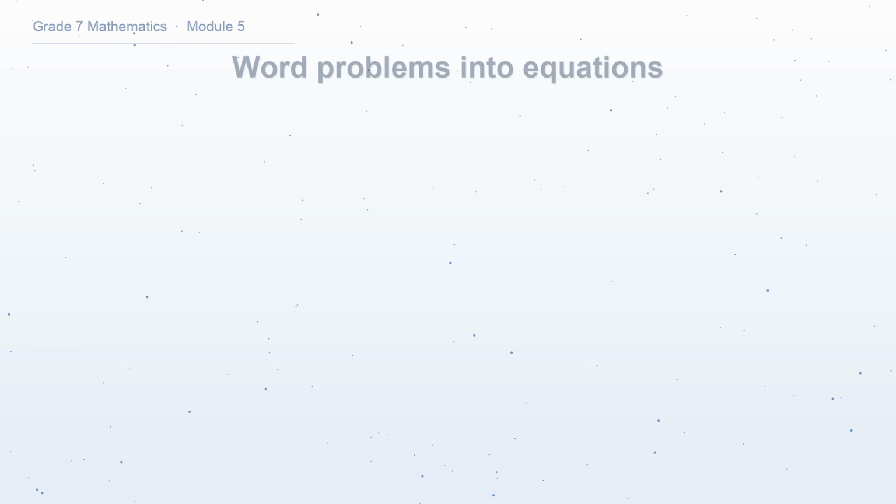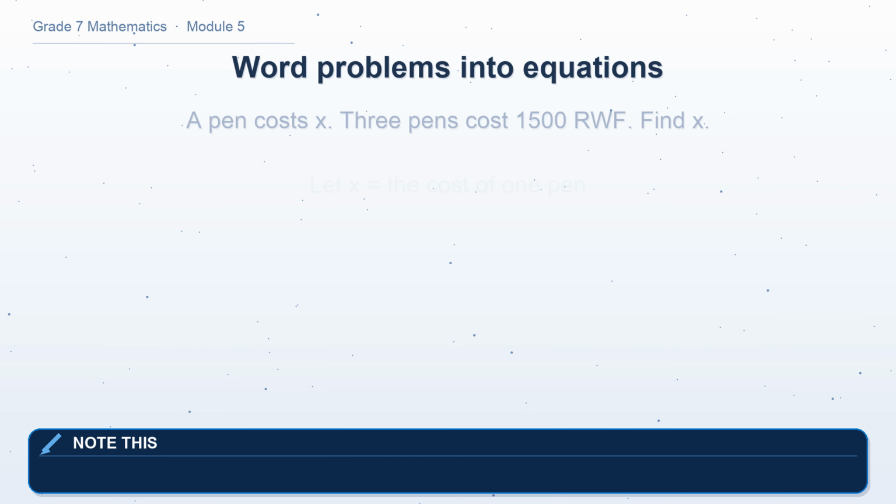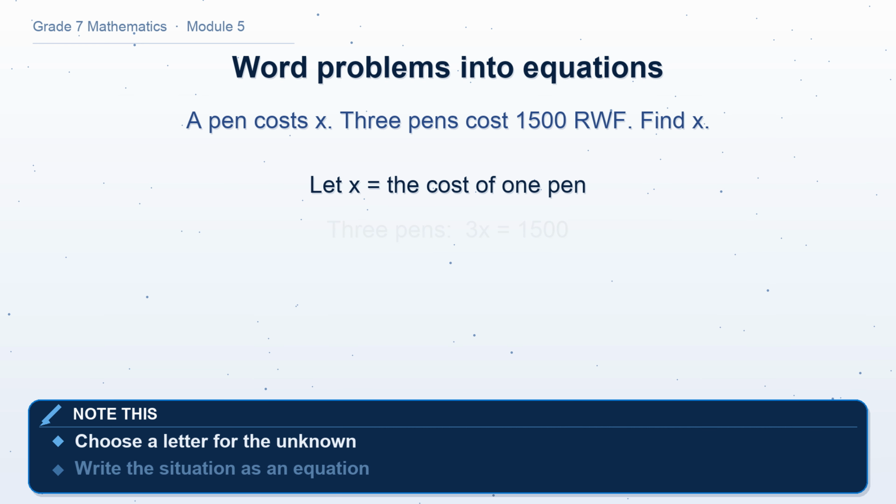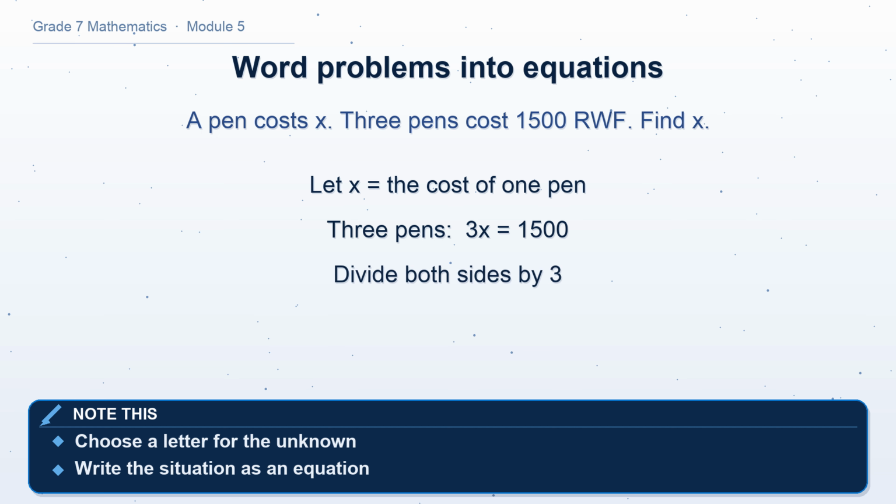The real power of equations is solving everyday problems. Suppose 3 pens cost 1,500 Rwandan francs, and we want the cost of a single pen. First, we choose a letter for the unknown. Let x be the cost of 1 pen. 3 pens cost 3 times x, so 3x equals 1,500. We divide both sides by 3, and 1,500 divided by 3 is 500. So 1 pen costs 500 francs.